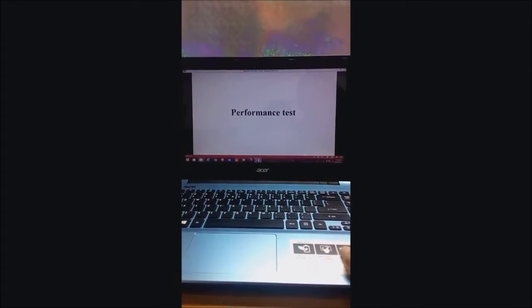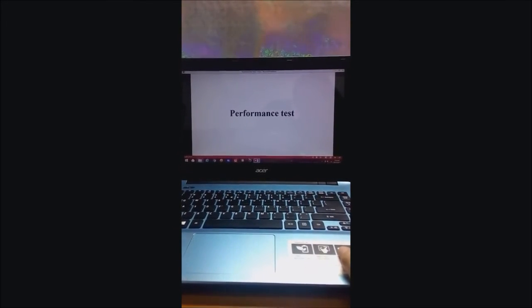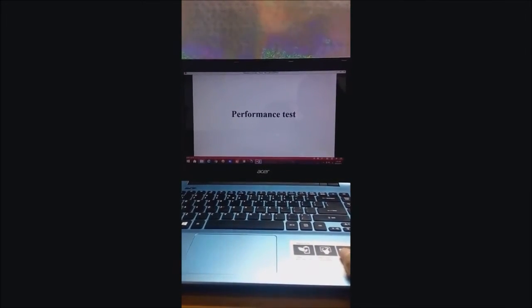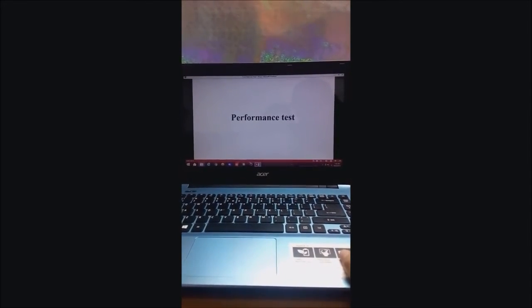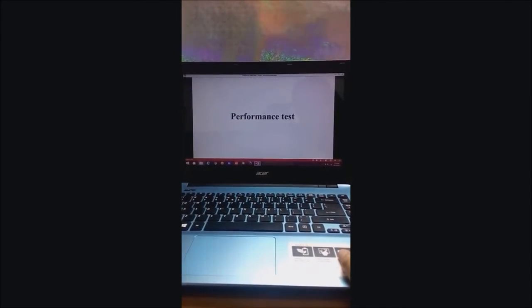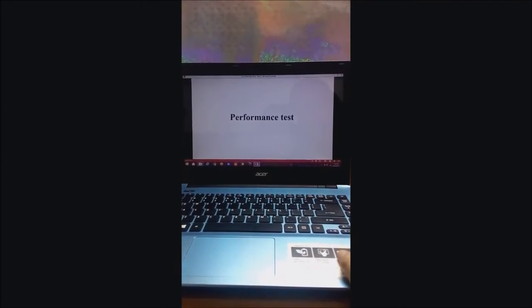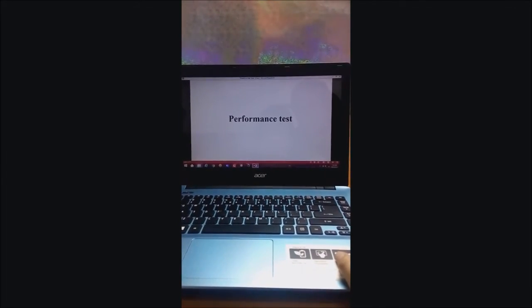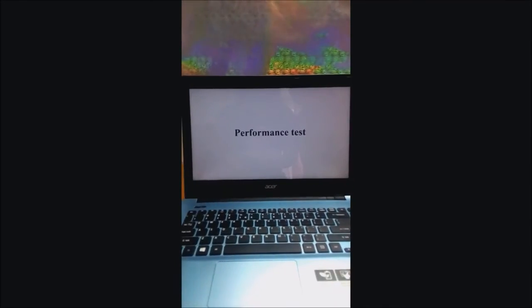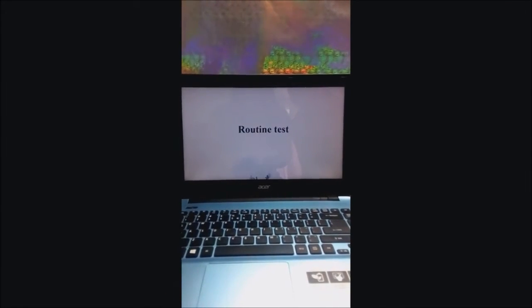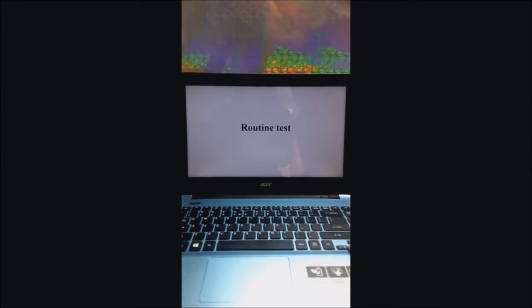Okay, next is performance test. There are mainly four types of performance tests, for example, temperature cycle test of insulator, puncture voltage test of insulator, porosity test of insulator, and mechanical strength test of insulator. And lastly is routine test.